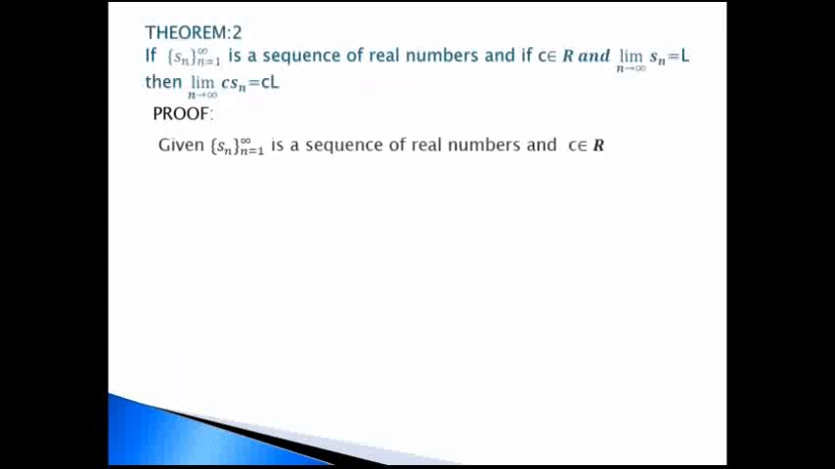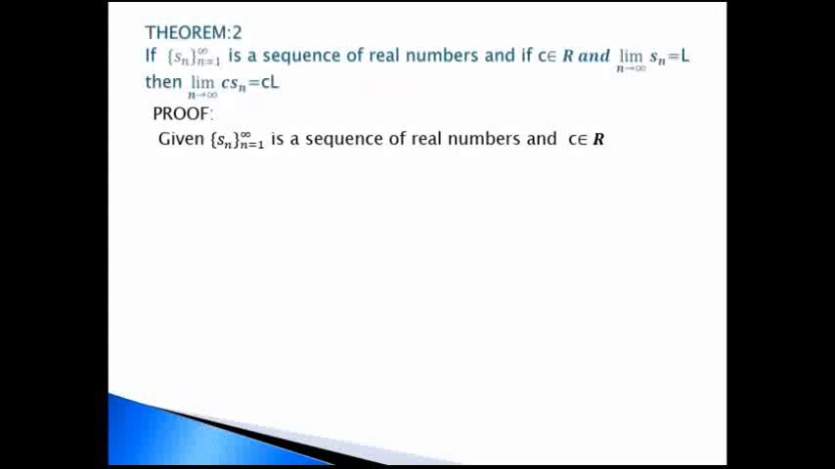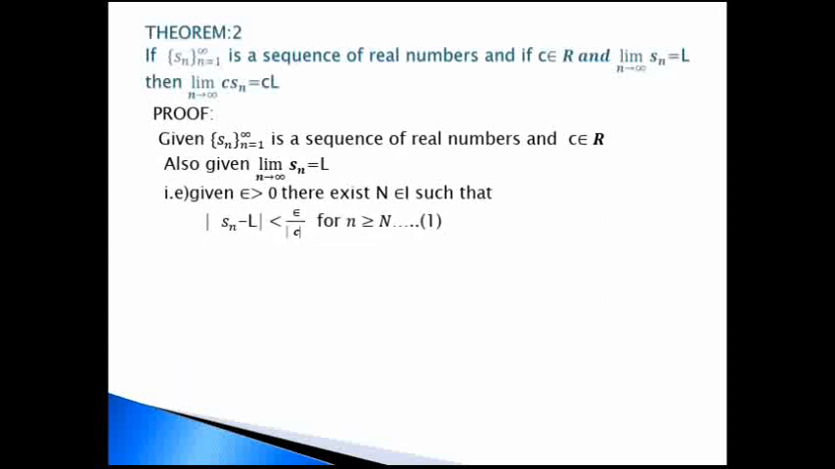Given the sequence Sn, n equal to 1 to infinity, is a sequence of real numbers and C belongs to R. Also given limit n tends to infinity Sn equal to L, that is, Sn is a convergent sequence and it has limit L. By the definition of convergent sequence, choose epsilon greater than 0, there exists N such that modulus of Sn minus L is less than epsilon by modulus of C for n greater than or equal to N, which is equation number 1.